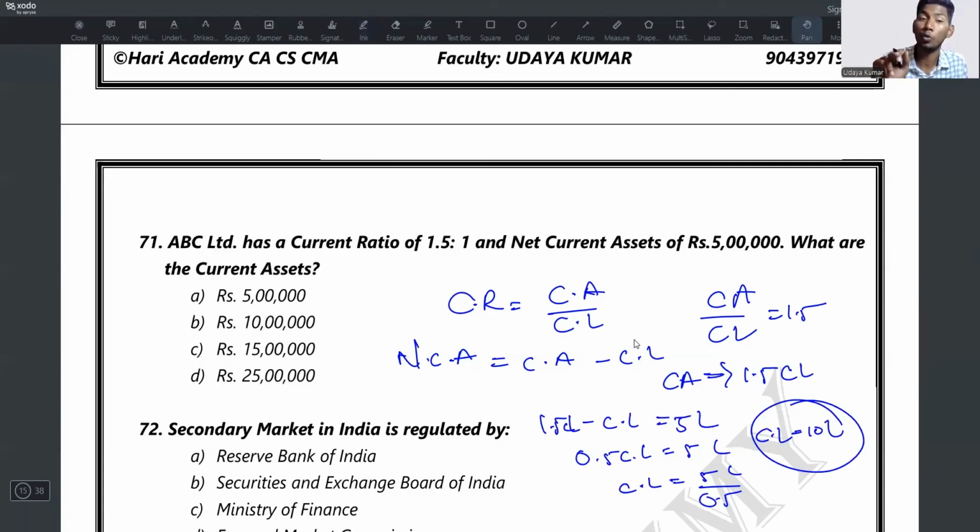Now he is asking us to find out the current assets. So for current assets, net current assets is given here, how much? Or you can simply calculate 10 lakh into 1.5. 15 lakhs. Sorry, 10 lakh into 1.5. You will get 15 lakh, which is the right option. Because here, instead of current assets, we took 1.5 CL. So at CL, you just substitute the value 10 lakh. 1.5 into 10 lakh, you will ultimately get option C as the right answer, 15 lakh.